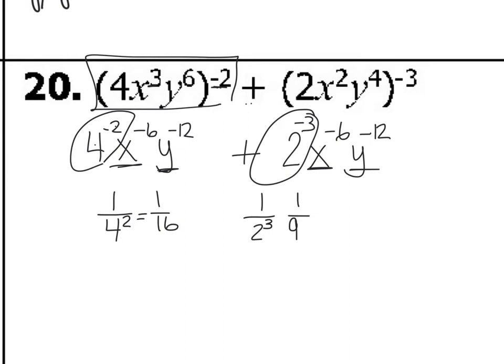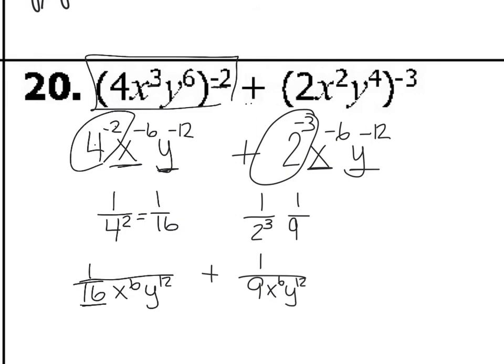Okay, so now we've got 1/16, and bring your x down, your y down, plus 1/8, bring your x down, your y down. All right, if we add these together, let's see, we've got to get a common denominator. So, let's see, 16.